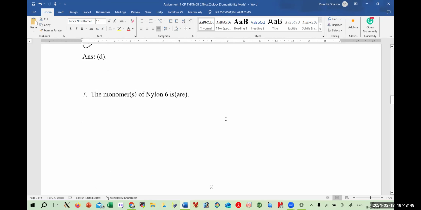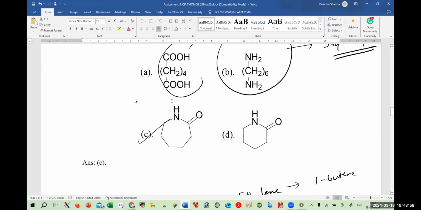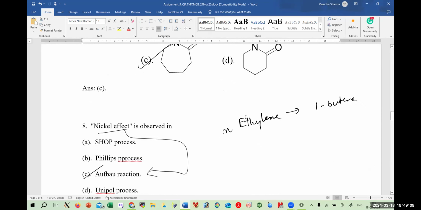And that is the question, the monomer of nylon 6, which I have already covered in the session. The monomer from which nylon 6 is made is caprolactam. But if nylon 6,6 is being asked, it has to be adipic acid and the diamine. So be very careful when you're answering any question.